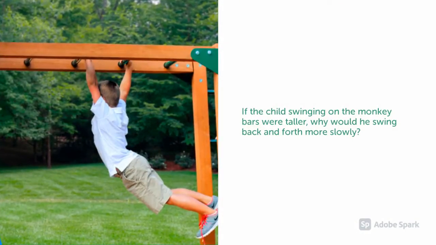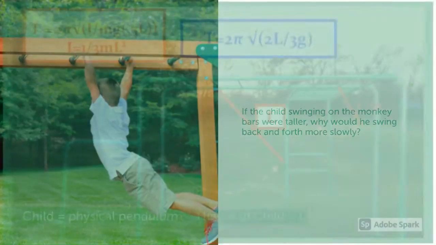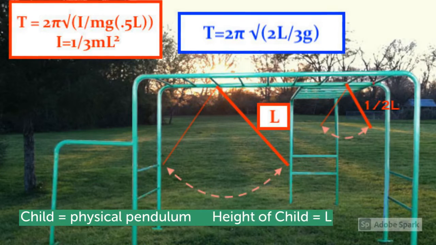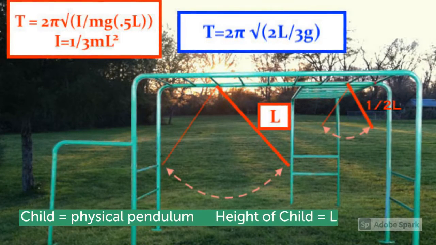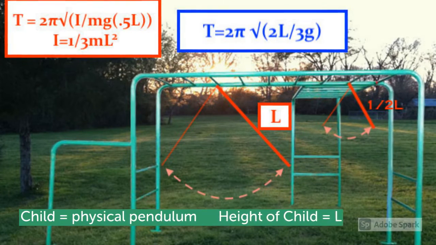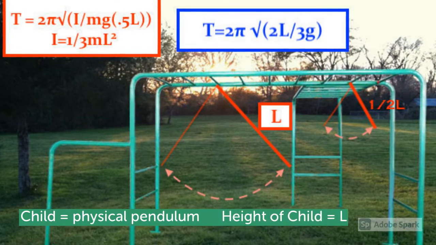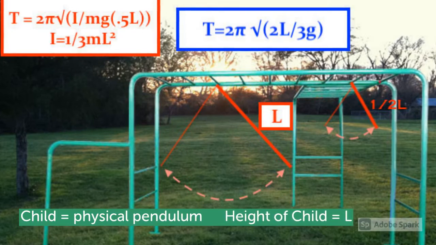If a child swinging on the monkey bars were taller, why would he swing back and forth more slowly? To answer this question, we can represent the child as a physical pendulum in the form of a long, thin rod with uniform mass, allowing us to use the two equations in red. First, the equation for the period T of a physical pendulum, or the time it takes the child to swing backwards and forwards once, and second, the equation for the inertia I of a long, thin rod.